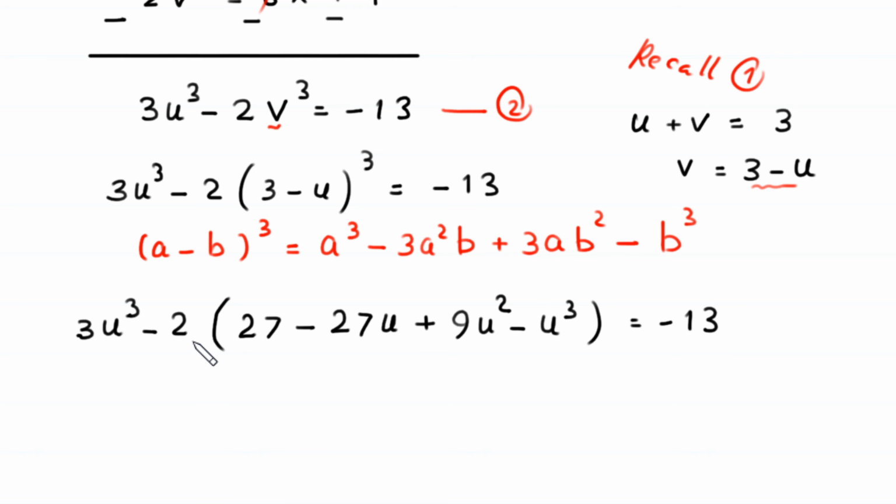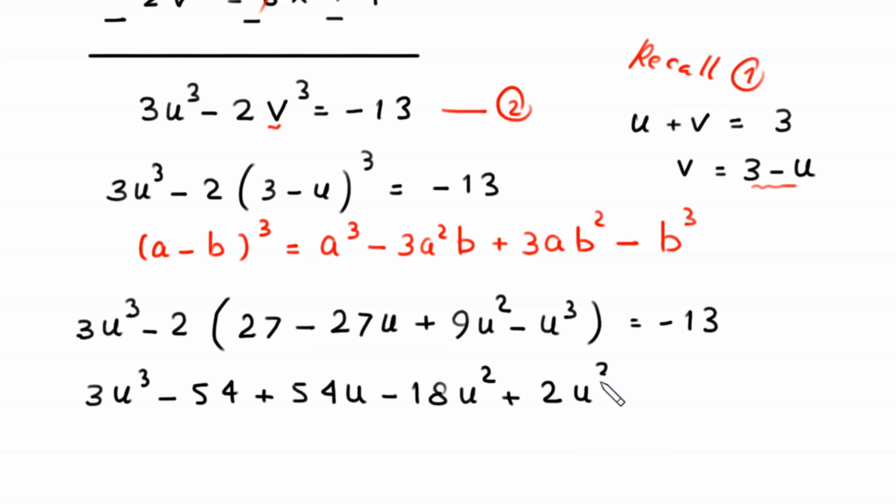Now we distribute this negative 2, so this will become 3u cubed. Negative 2 times 27, negative 54. And negative 2 times negative 27u plus 54u. Negative 2 times 9u squared will become negative 18u squared. And negative 2 times negative u cubed will become plus 2u cubed. Move this negative 13 to the left hand side, this will become plus 13 equal to 0.